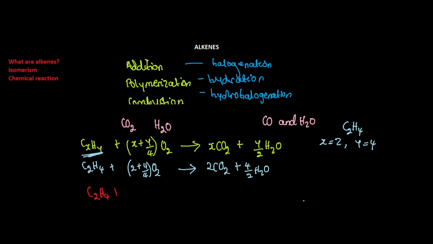Okay, so when we simplify this further, we would get C2H4 plus 3O2, which would give us 2CO2 plus 2H2O. Now this, as we can see, is a balanced equation for the combustion of ethene. We can see that we have 2 carbons on both sides, we have 4 hydrogen atoms on both sides, and we have 6 oxygen atoms on both sides. So we have been able to get a balanced equation for the combustion reaction.